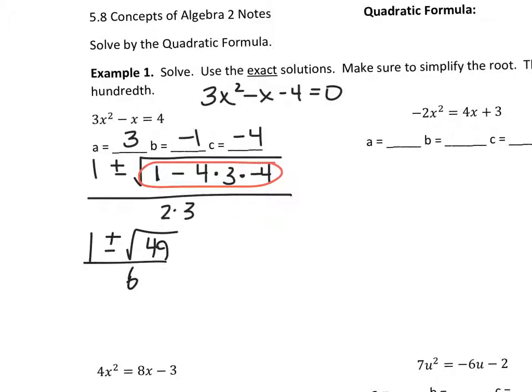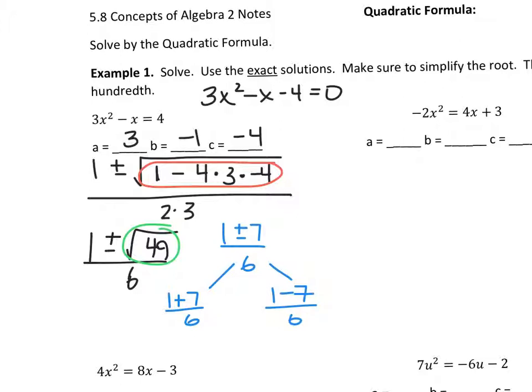Then I try to break down or simplify this root. Well, the square root of 49 is actually 7. So it's 1 plus or minus 7 over 6. That plus or minus means that one solution is 1 plus 7 over 6, and the other solution is 1 minus 7 over 6. So the first solution is going to be 8/6, which is 4/3. So that's an exact solution. And the other one is going to be -6 over 6, which is -1.